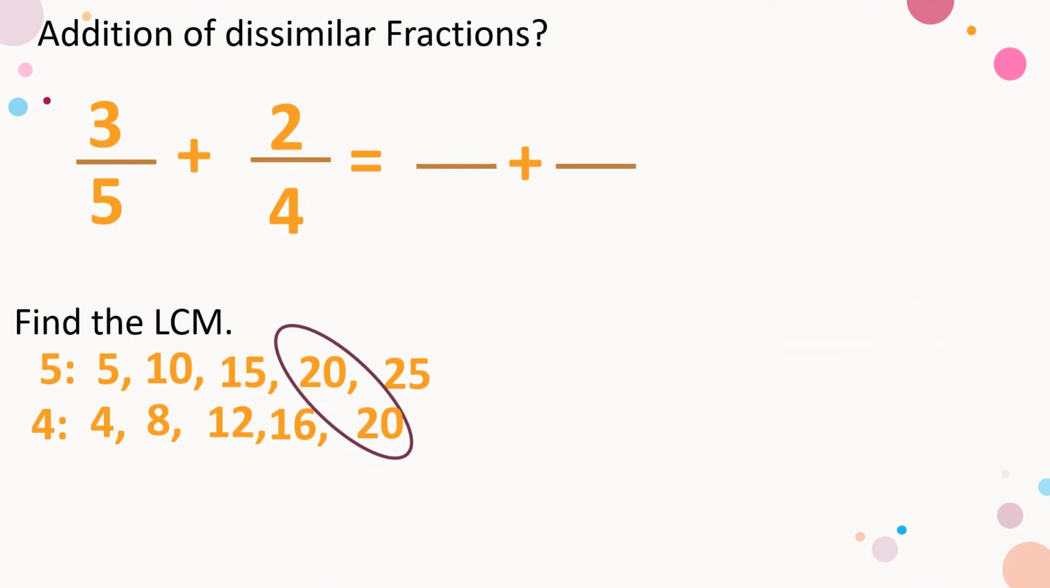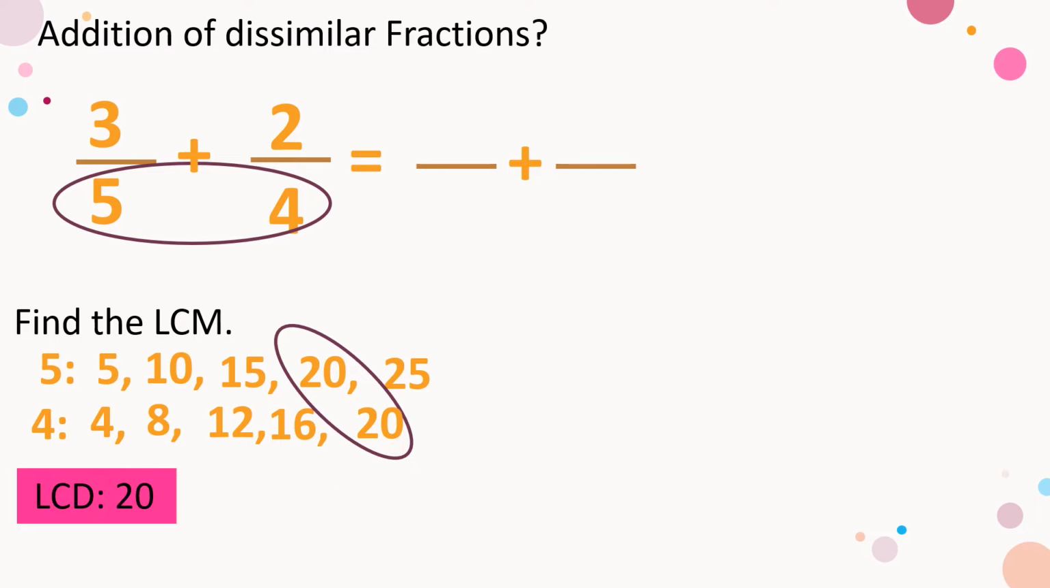For example, if you want to try this, you can pause the video. So I have here 3/5 plus 2/4. The denominators are 5 and 4. So here are the multiples of 5 and 4. And we have the LCM, which is 20. That 20 is also the least common denominator. So you're going to write it there.